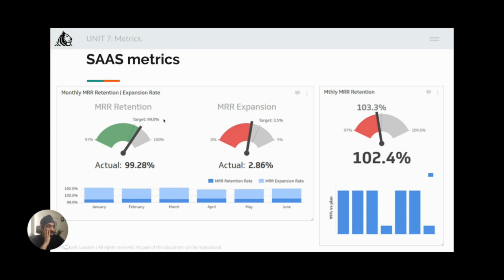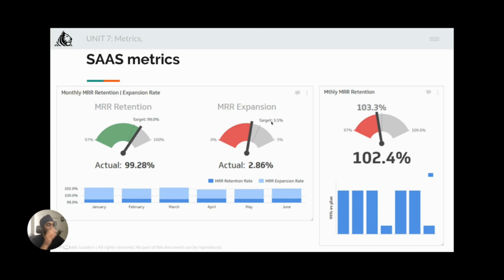So MRR retention, MRR expansion, monthly MRR retention. This is monthly recurring revenue. So the actual target is 99%, and 99.28% is what it's running on. They're killing it. Expansion is not going so well. The target was 3.5.